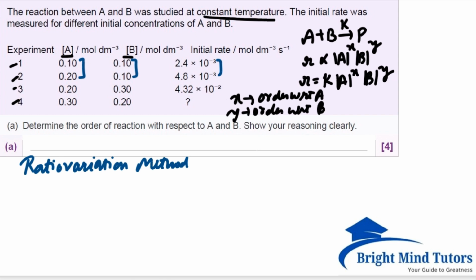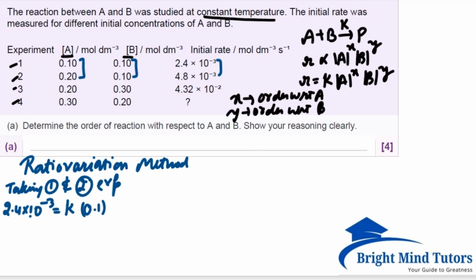So how can you write the rate expressions for the first two experiments? We will take the first and the second experiment. From the first experiment, how will you write the rate value? The rate is 2.4 into 10 to the power of minus 3, which is equal to the rate constant K. Now A's concentration here is 0.1, raised to the power of X, and B's concentration is also 0.1, raised to the power of Y.